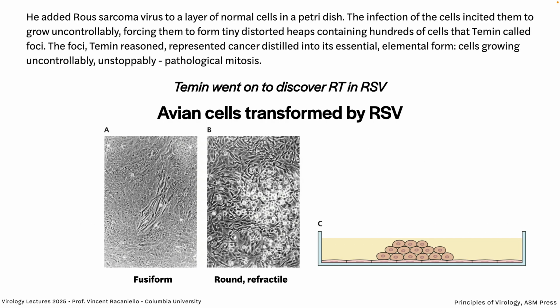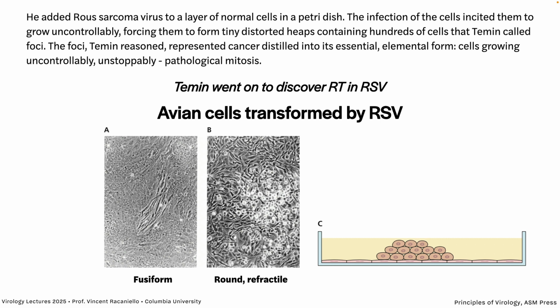He succeeded. And back to Mukherjee, he added Rous sarcoma virus to normal cells. Infection incited them to grow uncontrollably to form tiny distorted heaps containing hundreds of cells that he called foci. Foci, Temin reasoned, represented cancer distilled into its essential elemental form: cells growing uncontrollably, unstoppably, pathological mitosis. So that's it. That's transformation, right? He showed that the virus, when added to chicken cells in culture, could transform them, and that gives them the properties I just told you.